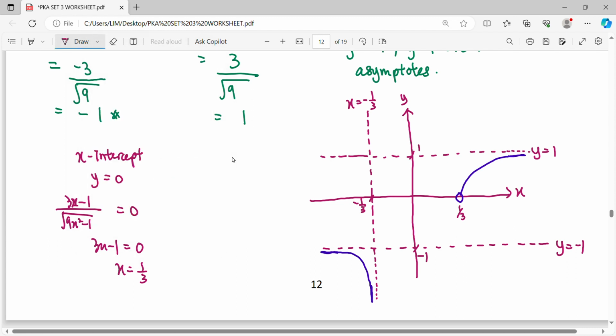Then make sure our graph labels everything. So what is your function? Our function is equal to 3x minus 1 over square root 12. Find some place that you can label your function.